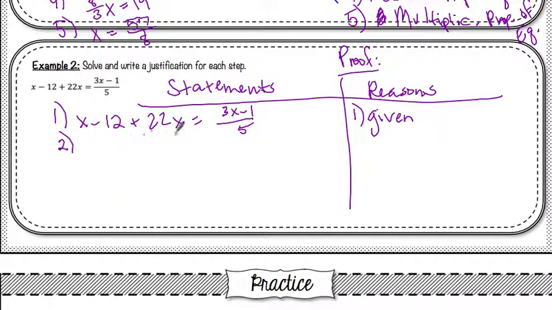Okay. Next, we're going to combine like terms. 1x and 22x is 23x. Minus 12 equals 3x minus 1 over 5. That was combine like terms.